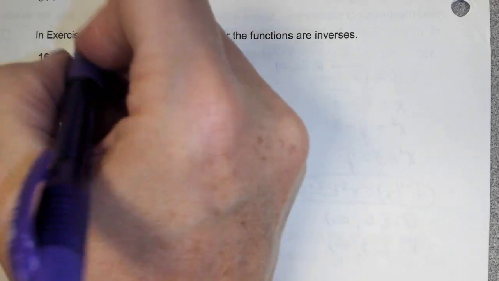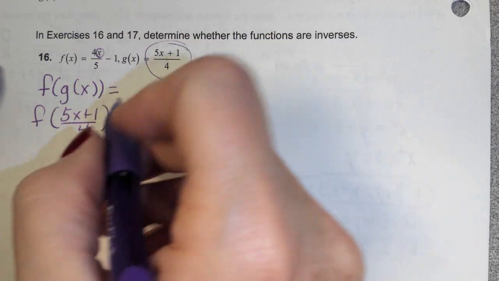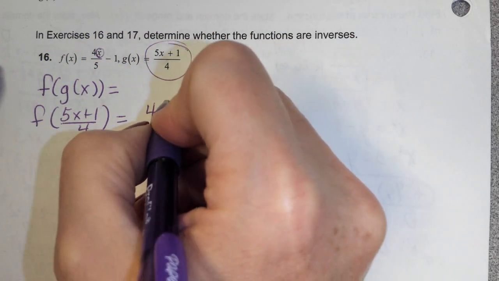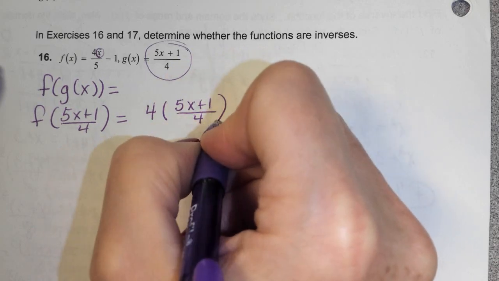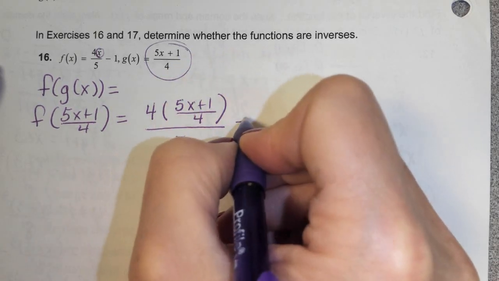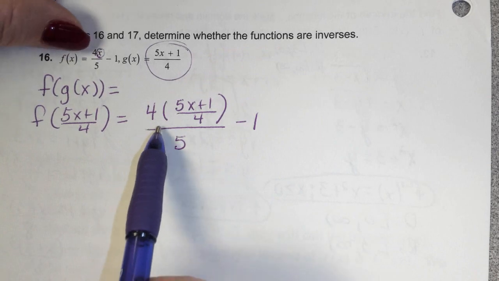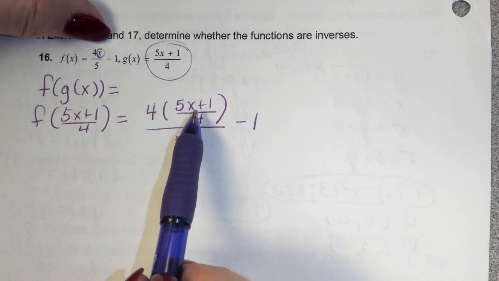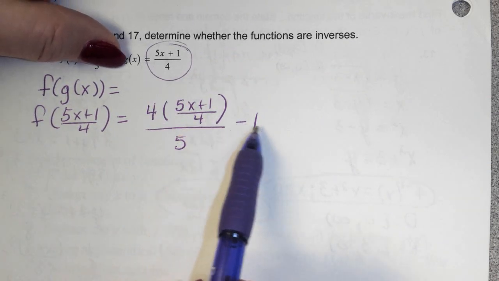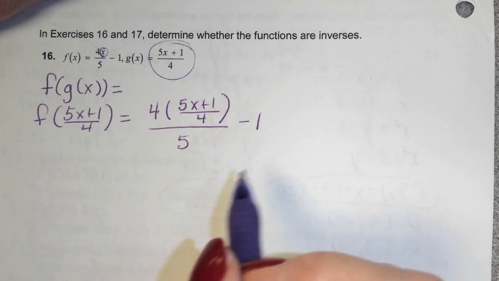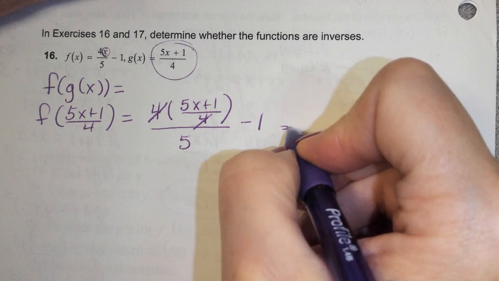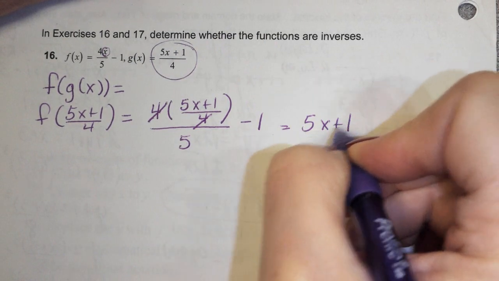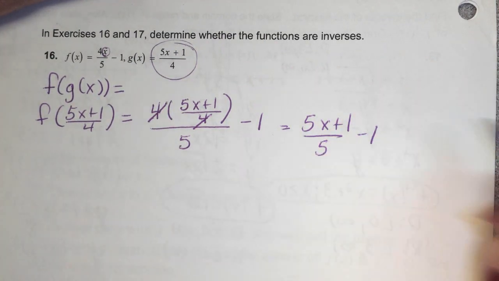And in my x function, that's what I have to put in for x. So I'm going to have 4 times... look at that. Everything stays the same. It's 4/5. This is my new x minus 1. I have to simplify this. 4 divided by 4 cancels. So now I'm going to have 5x plus 1 all over 5 minus 1.